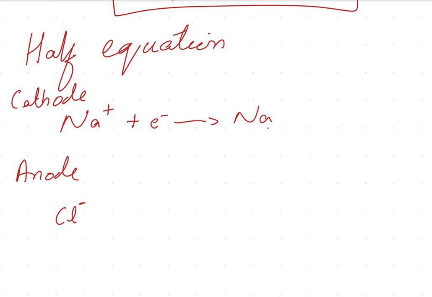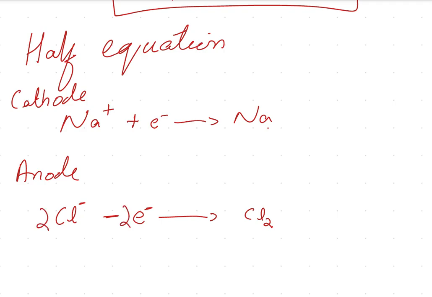So for losing the electron, you should write the minus sign. That minus sign shows that chloride is losing an electron and is converting into a chlorine atom. But as you know, chlorine is always in diatomic form, so there should be a 2 here, and for balancing it I just write 2 here and here.